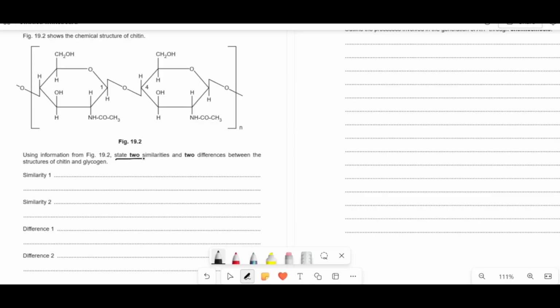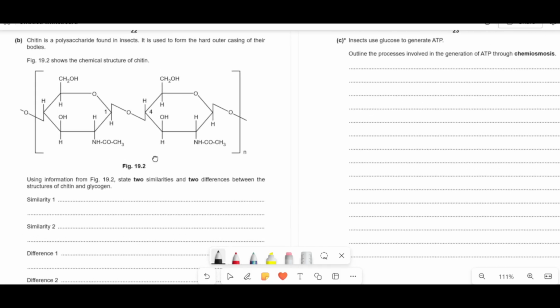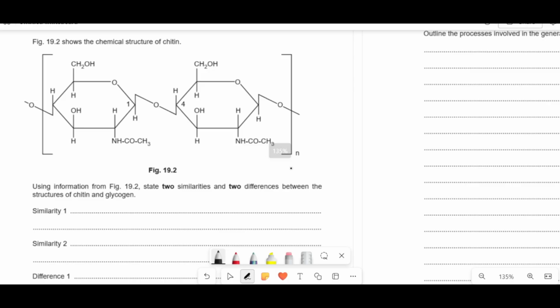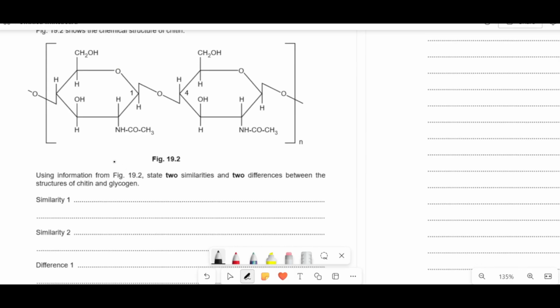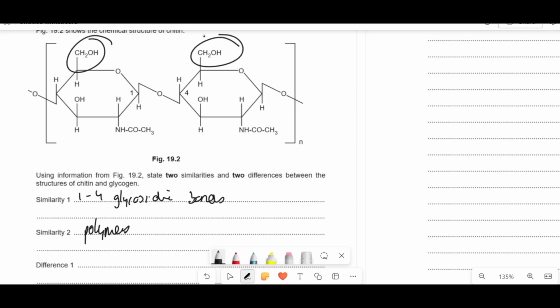And it says, using the information, state 2 similarities and 2 differences between the chitin and the glycogen structure. So already off the bat, we can see here, and they've told you in the question, it is a polysaccharide. Right, so if it's a polysaccharide, a similarity by default is that they have glycosidic bonds, more specifically 1,4 glycosidic bonds. Another similarity is that they are polymers. They're multiple repeating units, or polysaccharides already, right? Because it's saying that between that and glycogen. As well as that, both of them have this side group here as well.